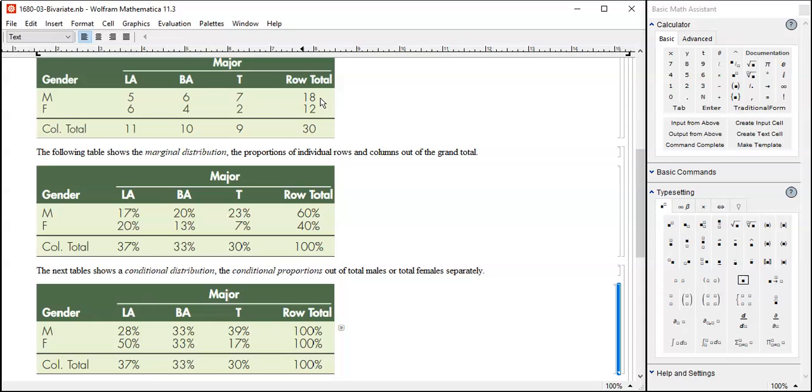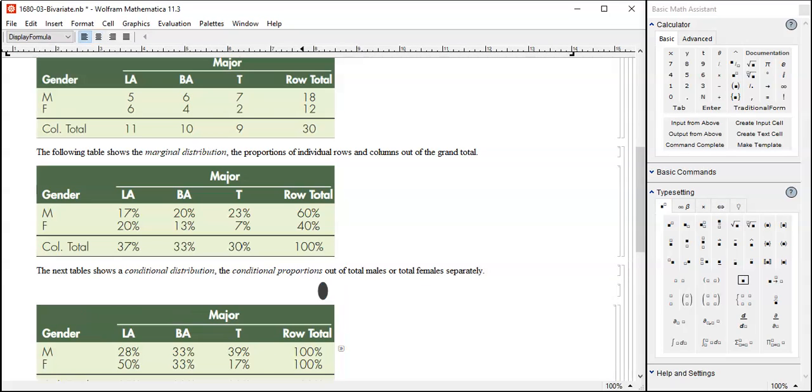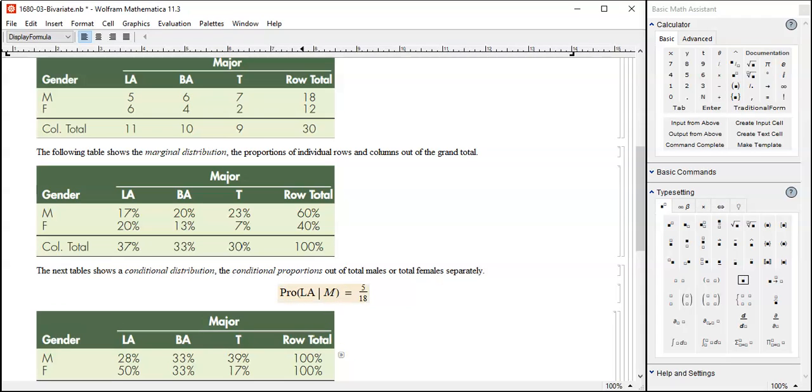So the proportion of liberal art major for men only is gonna be, let's see, 5/18. Does it make sense? So for liberal art, for the entire group is 11 out of 30. But if you take a condition and men only, then it's gonna be 5 out of 18.